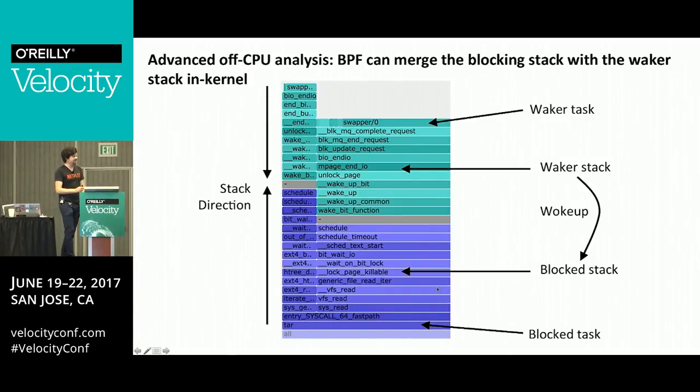A really advanced one is this off-CPU flame graph I came up with, which is showing the blocked stack. But in the kernel, I'm using BPF to associate the waker stack with it, so that I can see not only this is the stack trace that blocked, but this is the stack trace that woke it up. And so often that's important for understanding why we blocked.